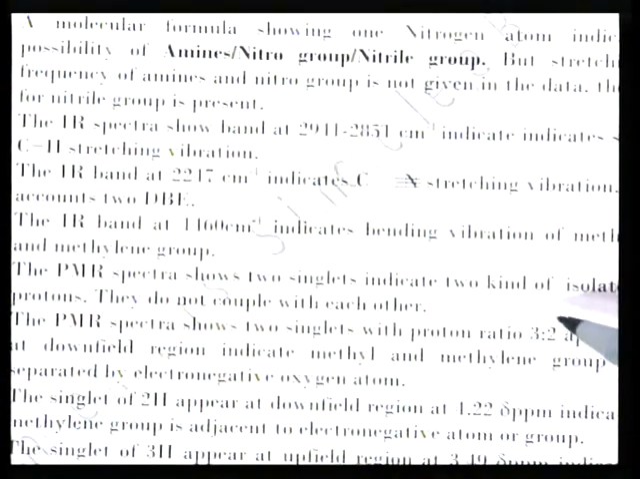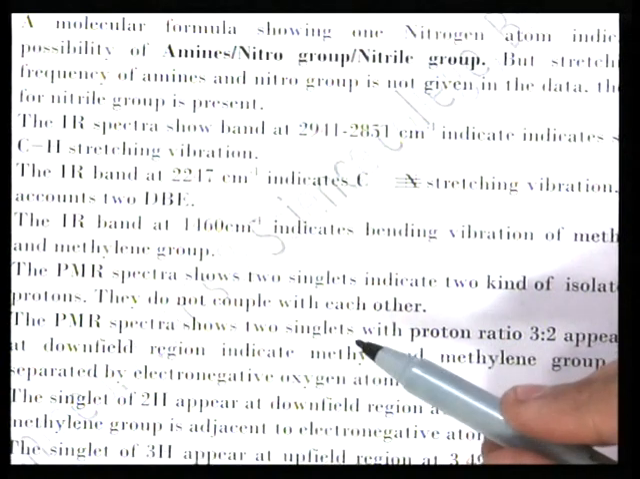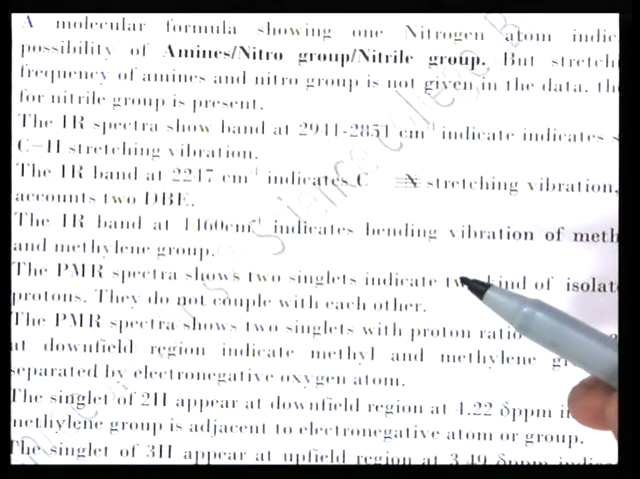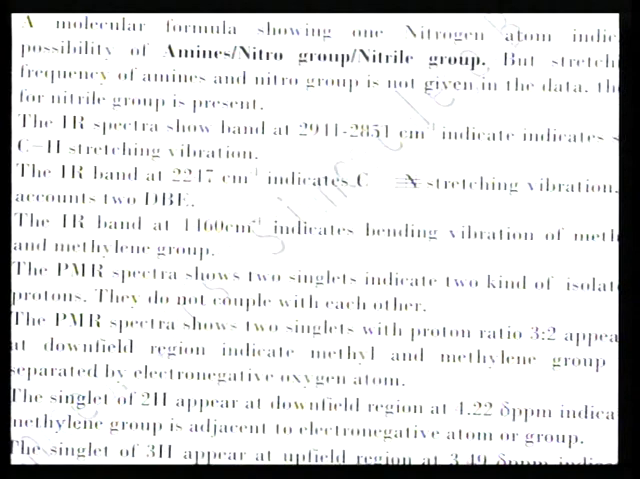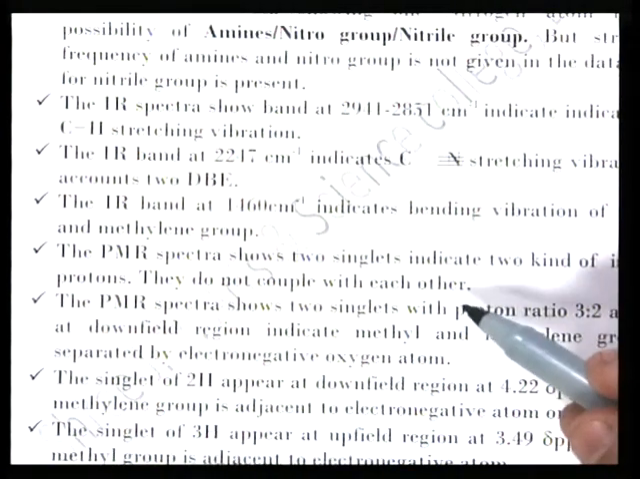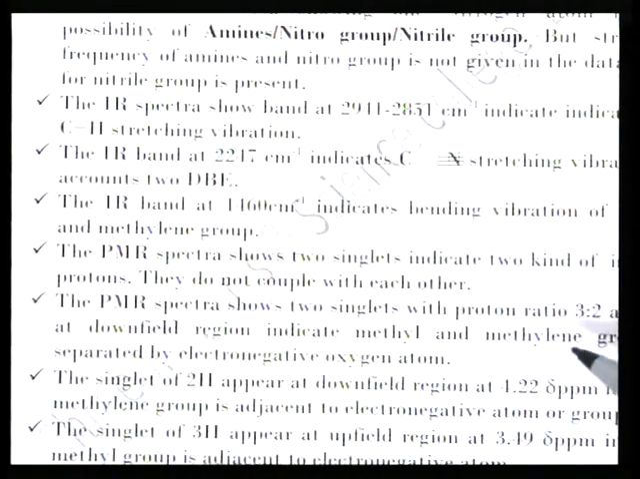Now looking at the PMR spectrum, it shows two signals as two singlets, which indicates two kinds of isolated protons. Since the multiplicity is singlet, they are not coupled with each other. The PMR spectrum shows two singlets with proton ratio 3:2 appearing in the downfield region, which indicates the methyl and methylene groups are separated by an electronegative oxygen atom.